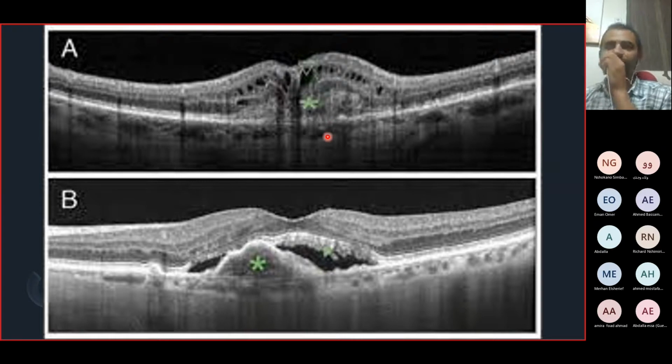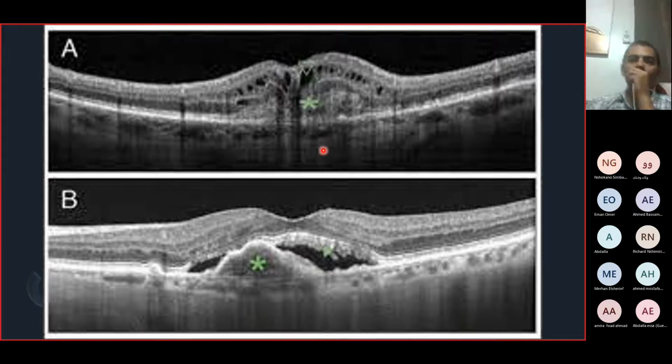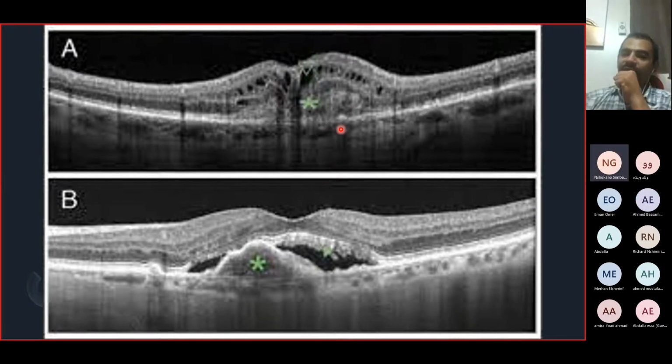Although this classification is not very important now because we don't do photodynamic therapy, it was important in the era of photodynamic therapy, but now classic or occult CNV are both treated with anti-VEGF, so this classification is not very important. But if I tell you that one of these is a classic CNV and one is an occult CNV, can you tell me which is which? This one is classic. This is the classic and this is the occult. I completely agree with you.